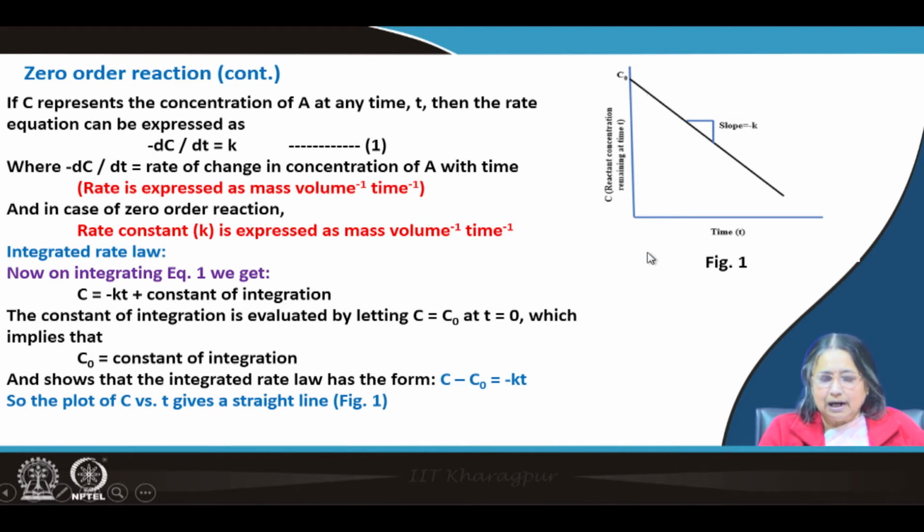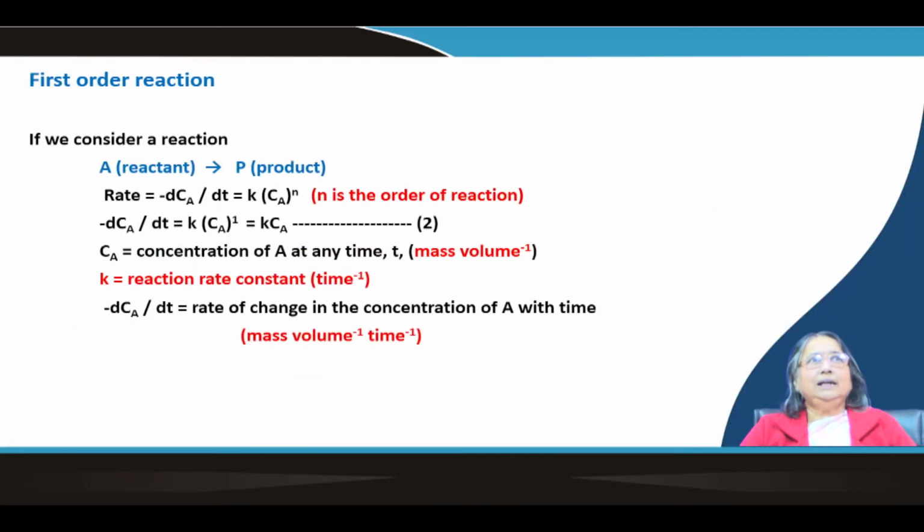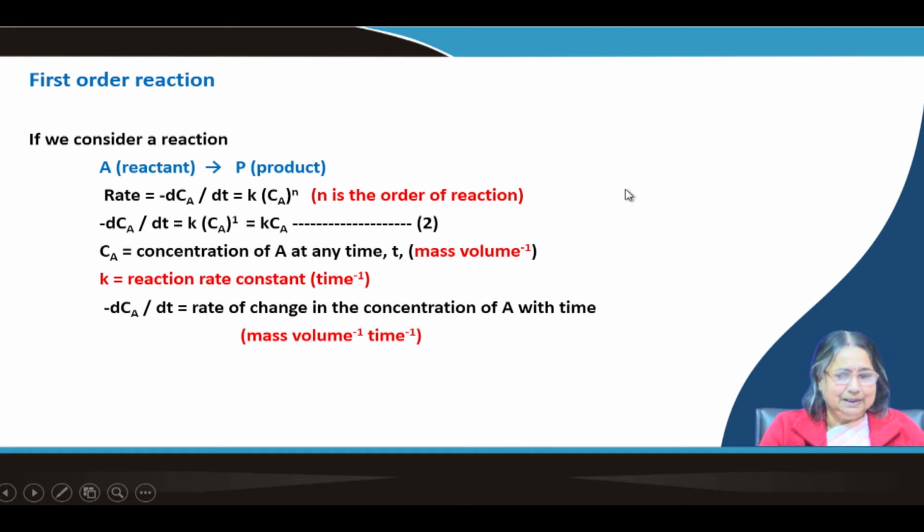So, the zero order curve will be like this if we plot C versus t. Experimentally, we can do this in a very simple way. We will start the reaction and determine the concentration at different times, then plot concentration versus t, and see whether it follows a linear plot or not. This is very easy.